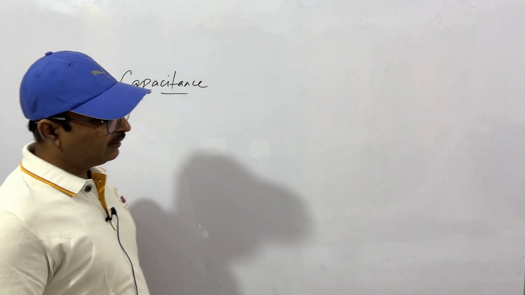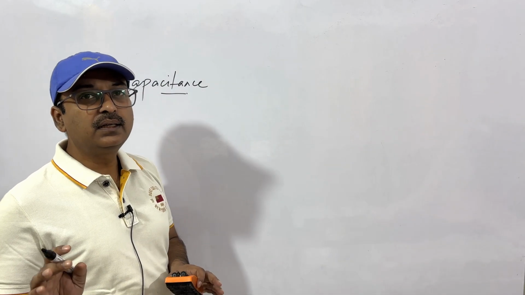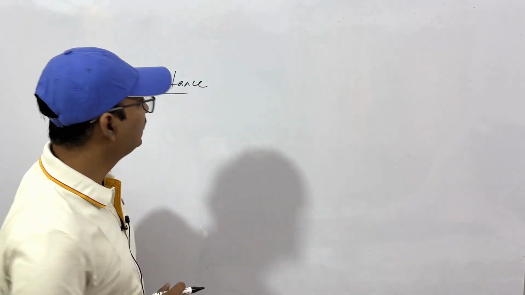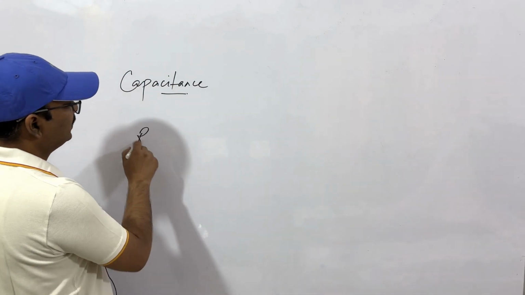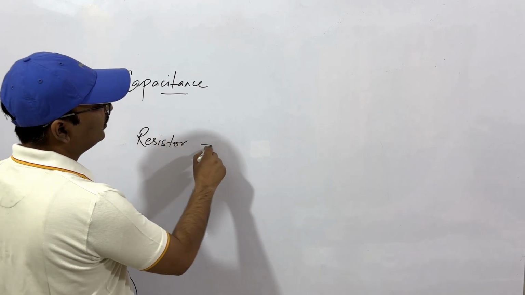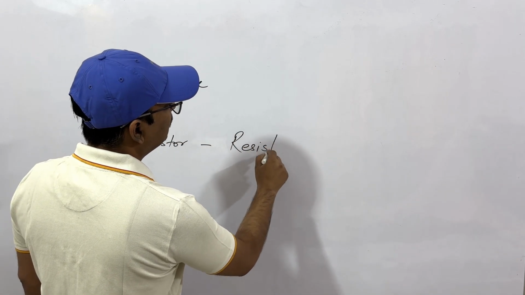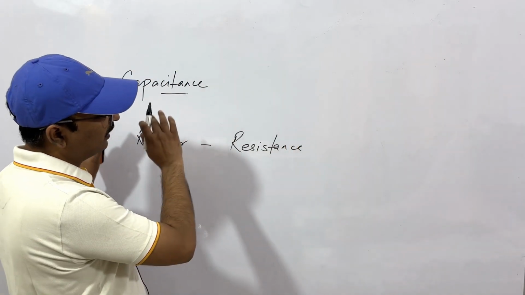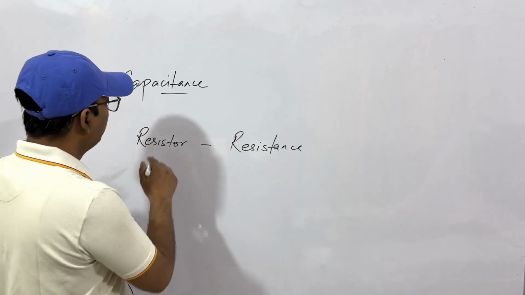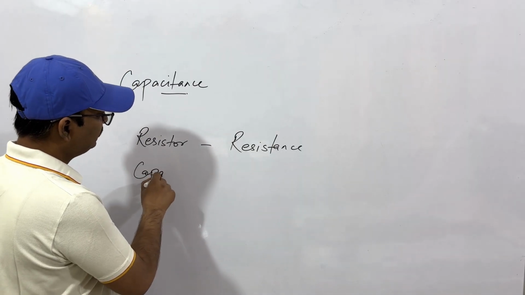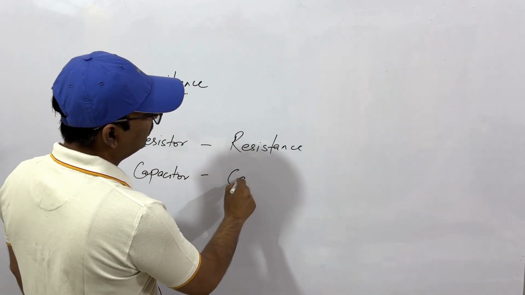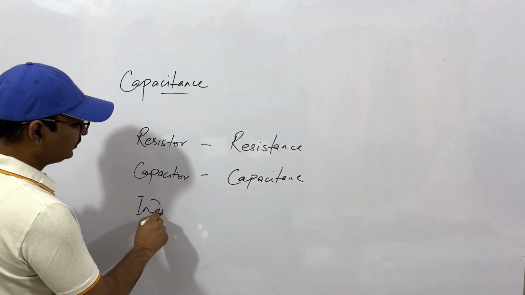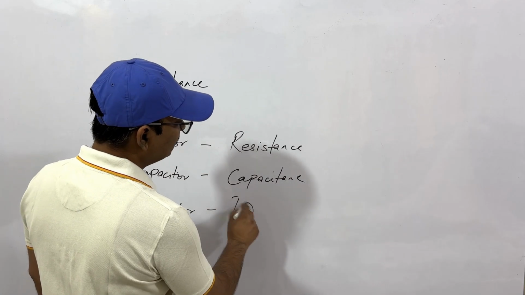See, we have only three electrical elements. Whenever we analyze a circuit or a device, we have only three basic circuit elements. First is called resistor, from resistance. Any device that offers resistance is a resistor, and I am talking about electricity only. Second is capacitor, from capacitance. And third is inductor, from inductance.